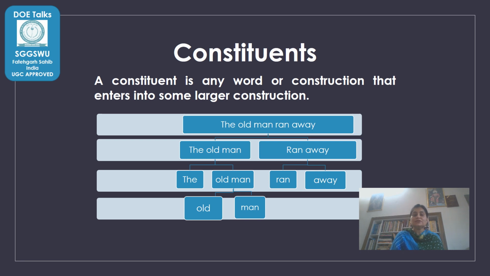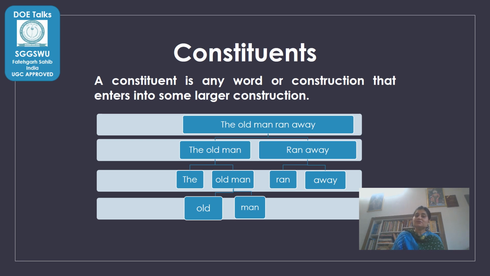Now let's try to understand this sentence structure. The first division into immediate constituents would be between the noun phrase and the verb phrase. The noun phrase is the old man and the verb phrase is ran away. The immediate constituents of the noun phrase, the old man, are the and old man, and at the next level old man is divided into old and man, thus article, adjective, then noun. Similarly, in the case of the verb phrase, we have ran and away, right? Ran, we know, is a verb, and away is an adverb.